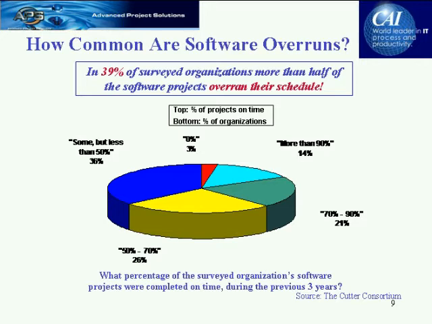What's a serious schedule problem? It means that more than half of their projects don't meet their schedule. Now, if more than half of their projects don't meet their schedule, that is a serious problem, and it's not just happening in 2 or 3 or 4 or 5% or 10% or 15%. It's happening in 39% of software organizations.